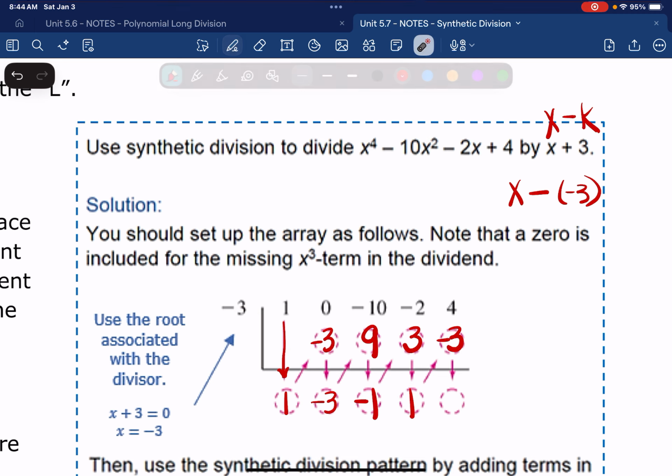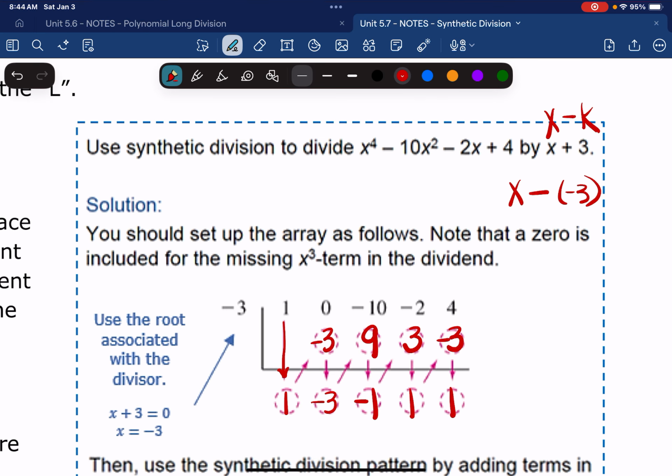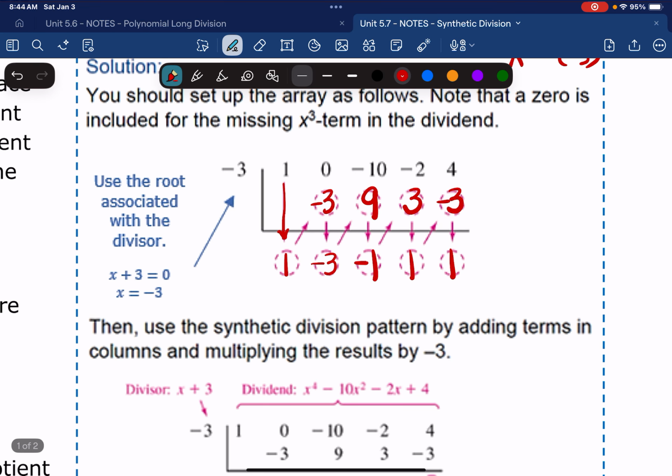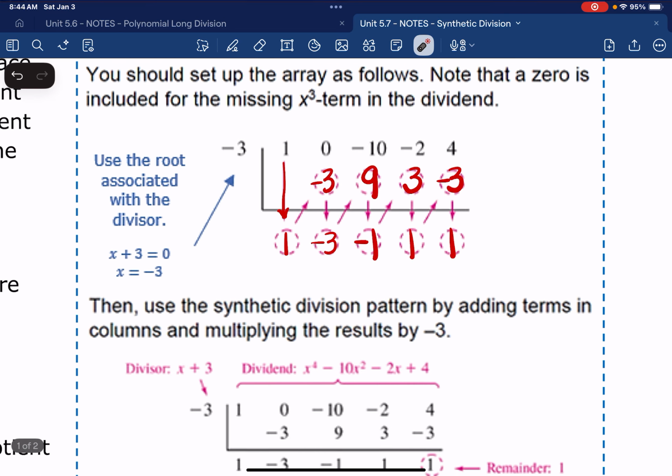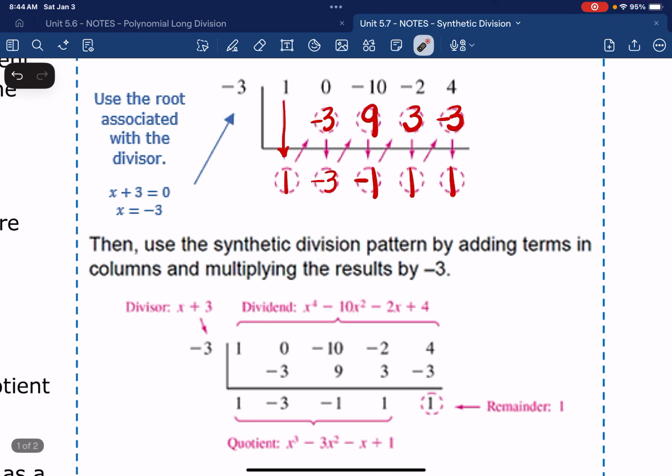And then we combine again. We have 4 minus 3 gives us 1. All right, so there's nothing left for us to do. Now, what we have here, all of these values represent the coefficients of our solution. So whatever value we started with, it was to the 4th power, whatever our degree was, our solution will always be 1 less than that.